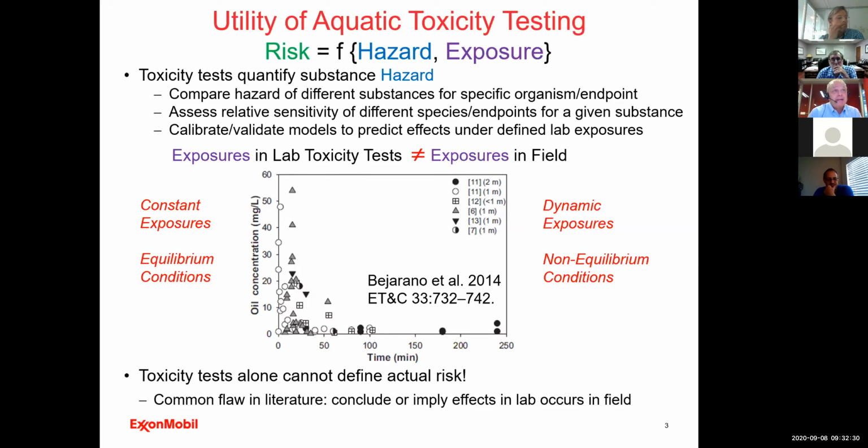That's particularly important because exposures in lab toxicity tests don't reflect exposures in the field. If you think about it from a lab toxicity test perspective, the exposures are typically constant. They're conducted in closed systems that reflect equilibrium conditions, and they're often on the time scale of days or even weeks. In contrast, exposures in the field tend to be highly dynamic. They occur in open systems and reflect non-equilibrium conditions, and they often occur on the time scale of hours, sometimes even minutes.